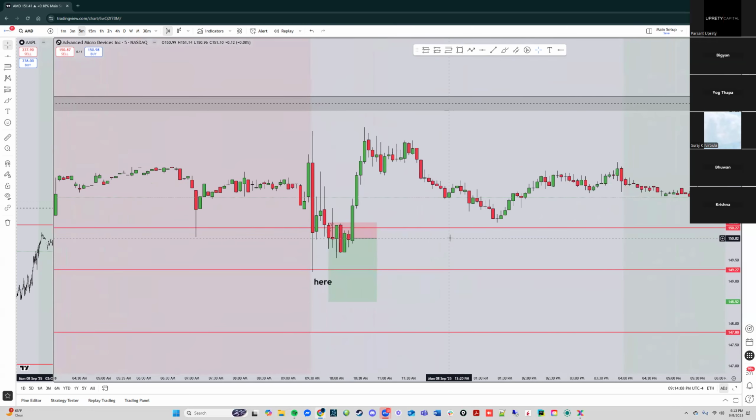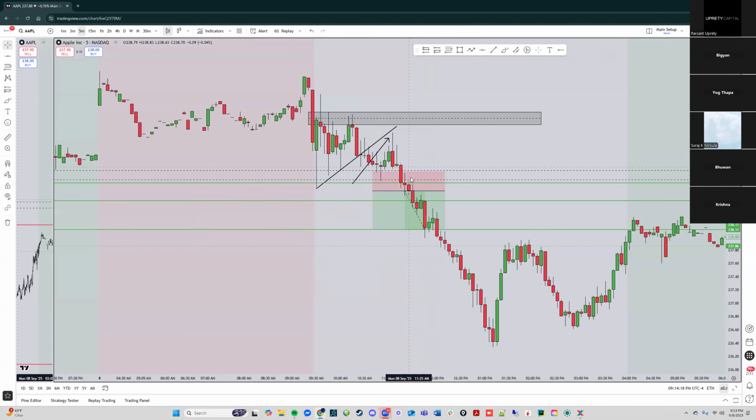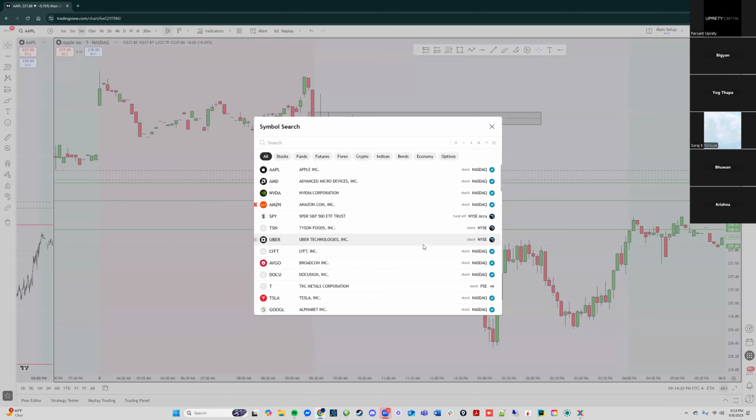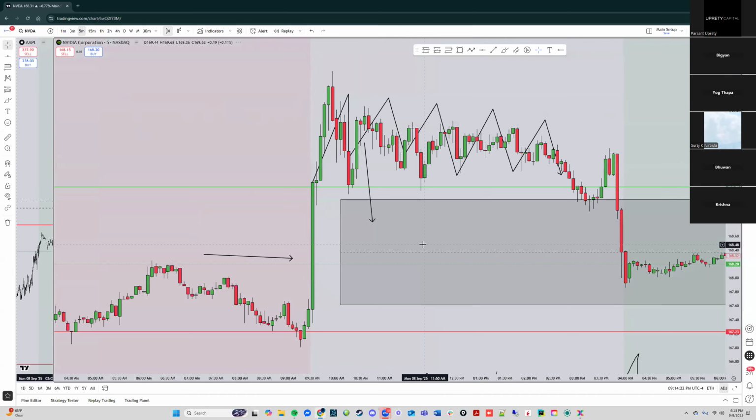Last week we didn't lose any money. Every single trade we took was green. The Friday before that, we were green. This week we had this red, but then we ended up making our money back on Apple. Amazing trade. And then Nvidia, which I'm not really going to count because it's end of day.